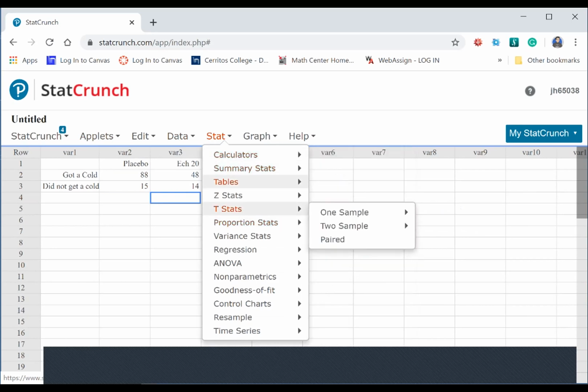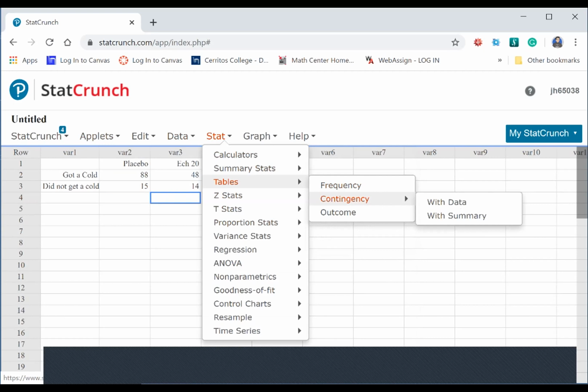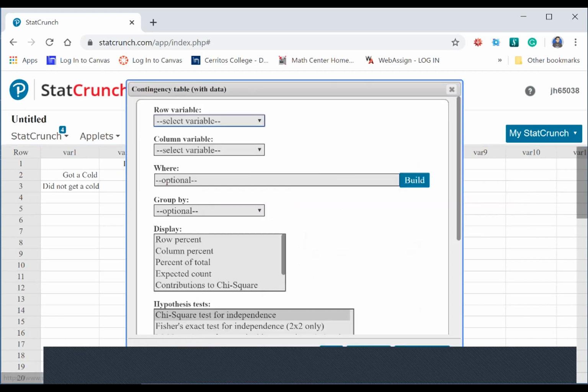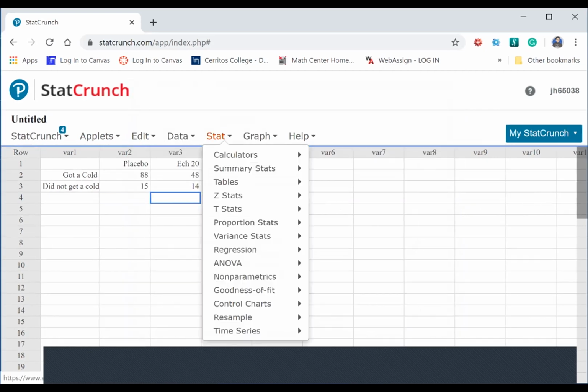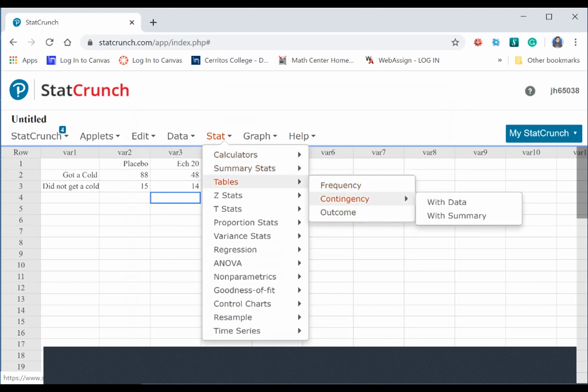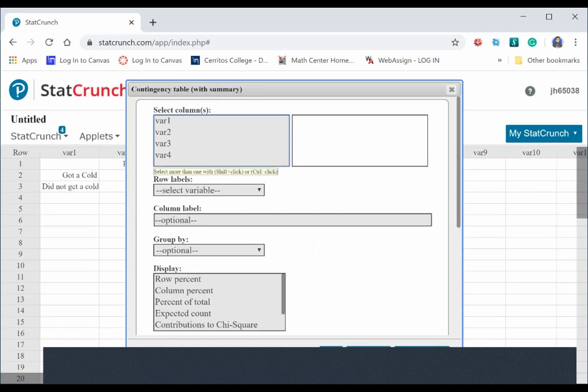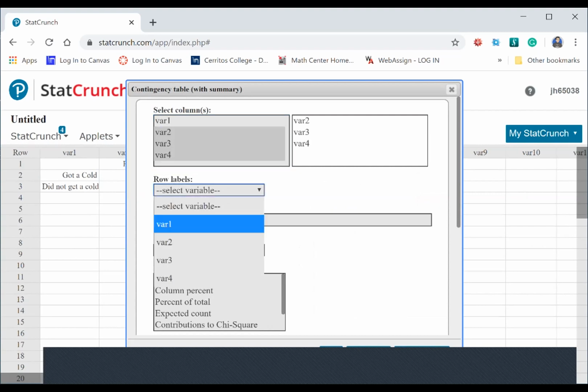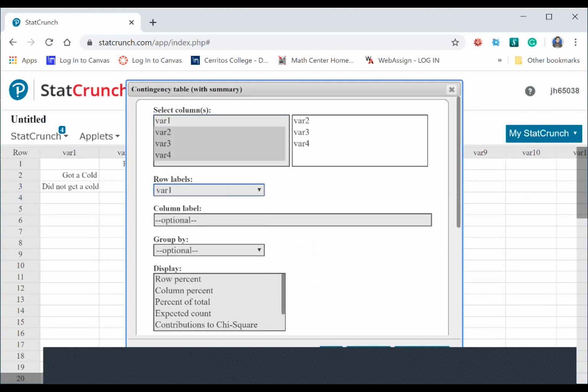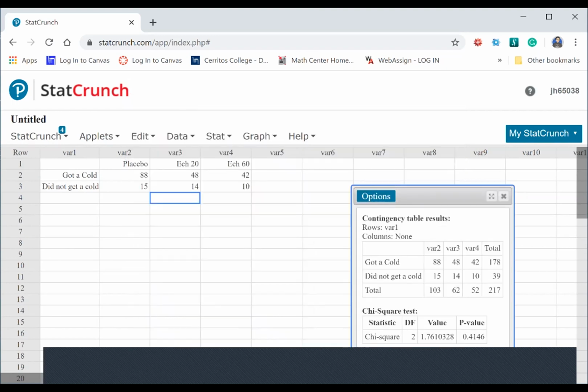Okay, so tables, contingency table with summary. Okay, select columns, var1 through var4. Select variable. Sure. Compute. This gives me my counts.